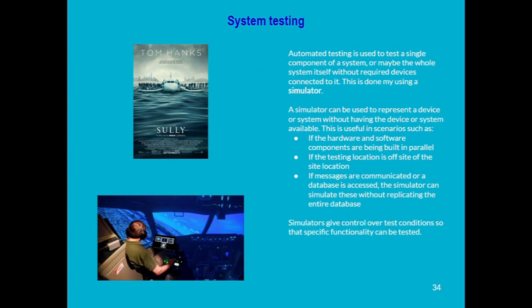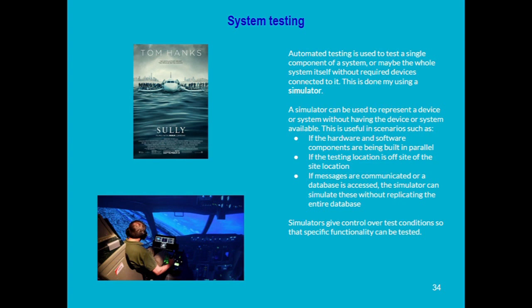Automated testing is used to test a single component of a system, or maybe the whole system itself, without required devices connected to it. This is done by using a simulator. A simulator can be used to represent a device or system without having the device or system available.